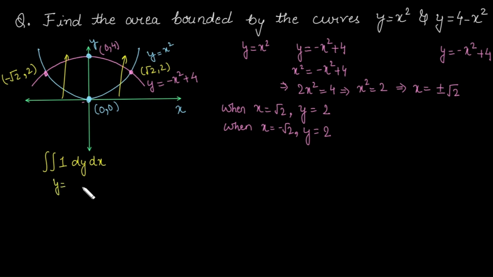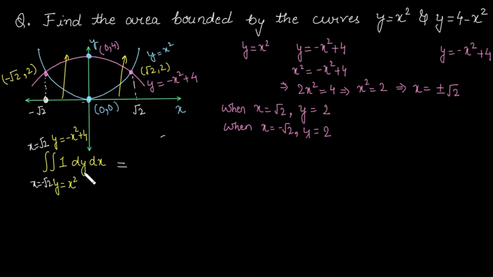So y = x² is the lower limit, and y = -x² + 4 is the upper limit. Then find the limits of x. For that, we need to take the shadow of this region on the x-axis. So the shadow on the x-axis is from here to here. From this point, the value of x is minus root 2, so the minimum value of x is minus root 2. And the maximum value of x you will get from this point, and that is equal to positive root 2. This implies x = minus root 2 is the lower limit, and the upper limit is positive root 2.